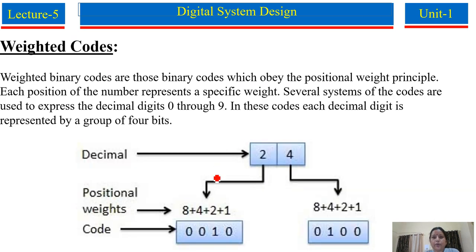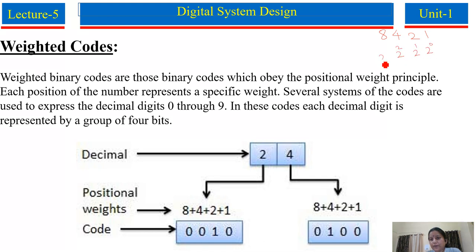Next is weighted code. As the name implies, weighted code means writing the code according to its position or its weight factor. For example, I take one decimal number, 24, and I want to write this number according to a weighted code. So I choose one of the weighted codes, that is 8421. How is this code a weighted code? Very simple logic: this code is written according to its weight factor.